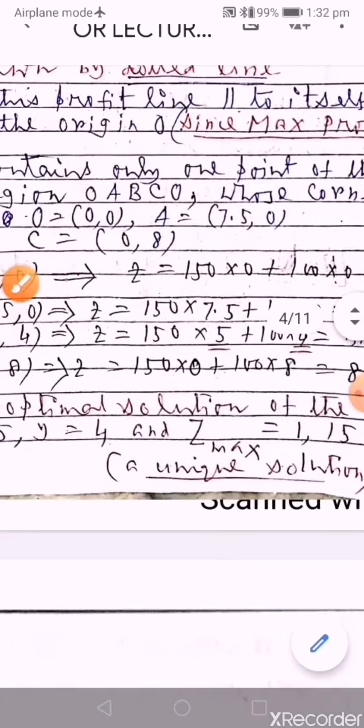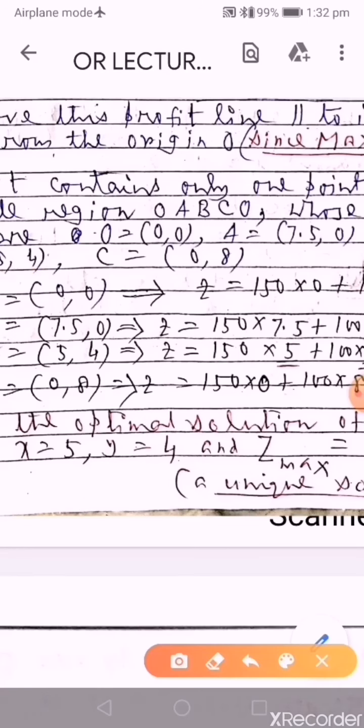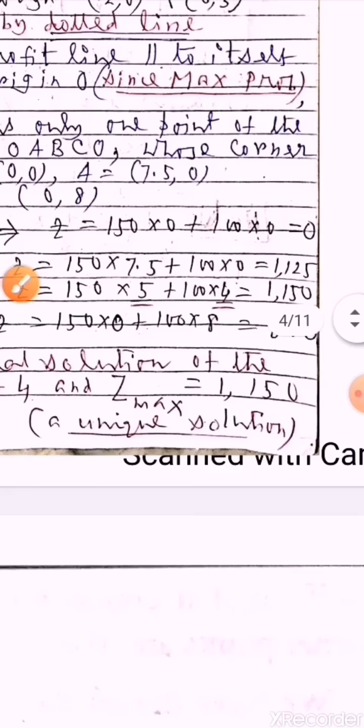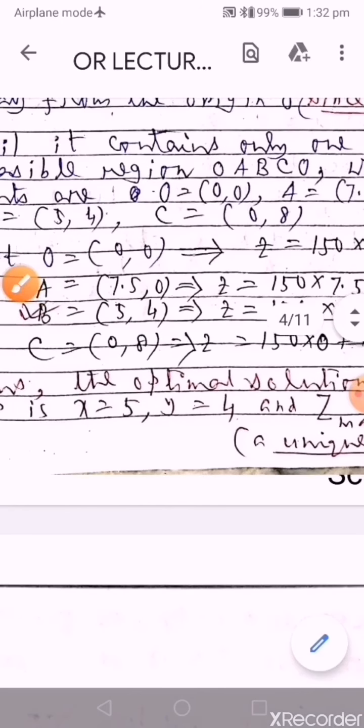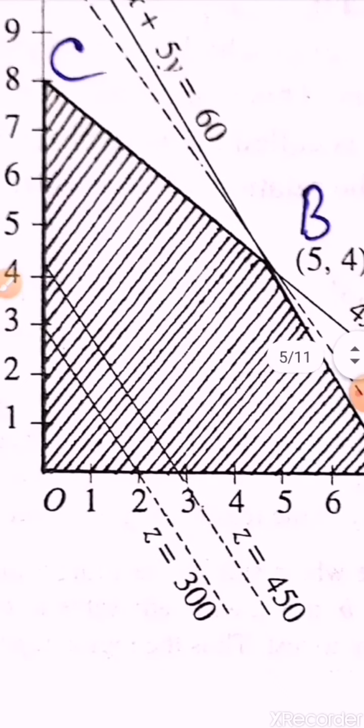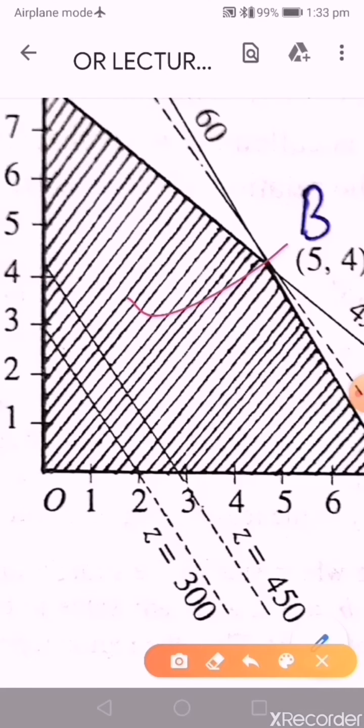So our required solution is x is equal to 5, y is equal to 4, for which the maximum value of z is 1150. This is the unique solution, meaning we have got only one solution, 1150, whenever x is equal to 5 and y is equal to 4. The point to be noted here is that the feasible region we obtained is bounded and we got one unique solution.